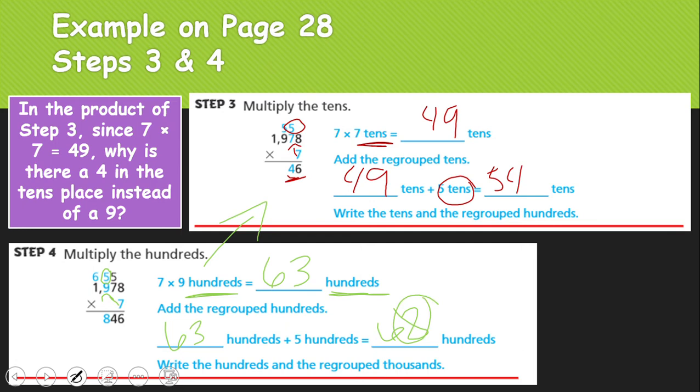Now our 8 needs to go in the hundreds place value. That's why we have the 8 here. And then we need to regroup and move our 6 up here on top into the thousands. Good. So now we should multiply the last place value that we have, which is our 1,000.